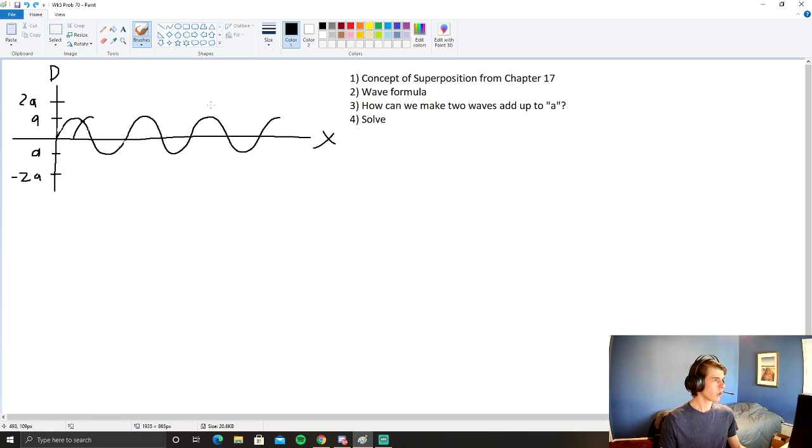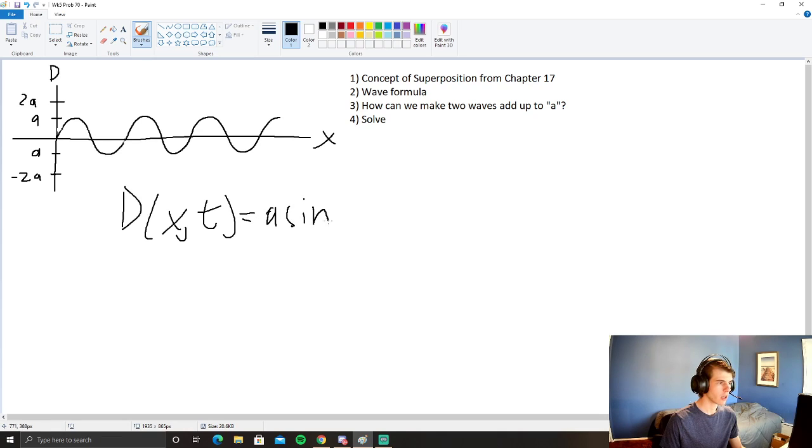But anyways, the wave formula for this chapter looks something like D of x, t is equal to A sine and then a bunch of stuff, right? What we really care about for this problem is just the A, sine, and whatever. So now we want to think about how we can make two of these A sine functions. We'll just say this is x. A sine of x, how can we make those two waves add up to A?